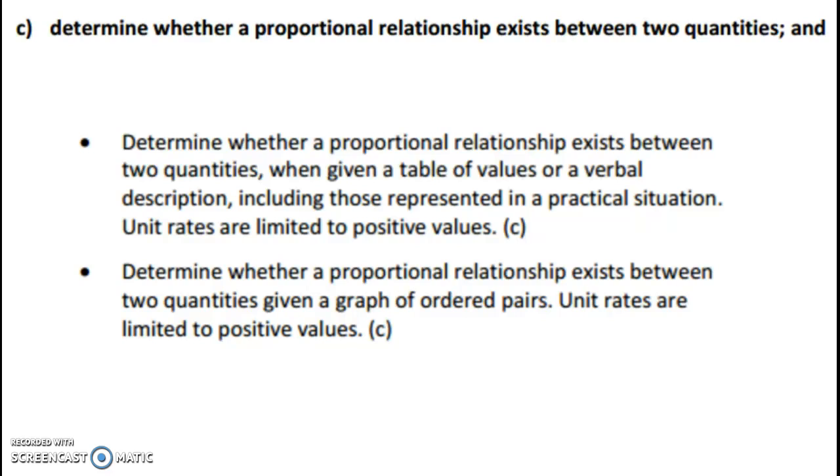6.12c requires students to determine if a proportional relationship exists. The essential knowledge and skills ask students to determine from a table, verbal description, or graph of ordered pairs if a proportional relationship exists. Students will use the mathematical process goal of mathematical reasoning to determine if a proportional relationship exists.